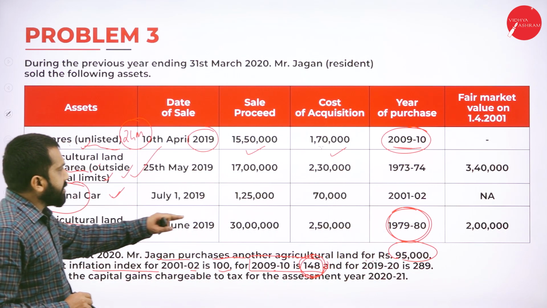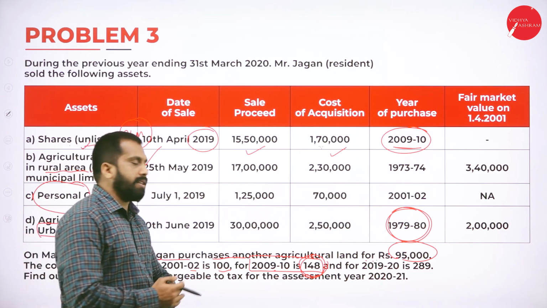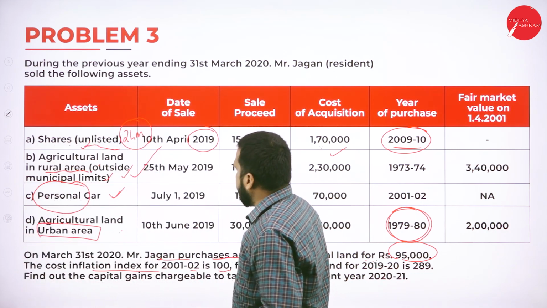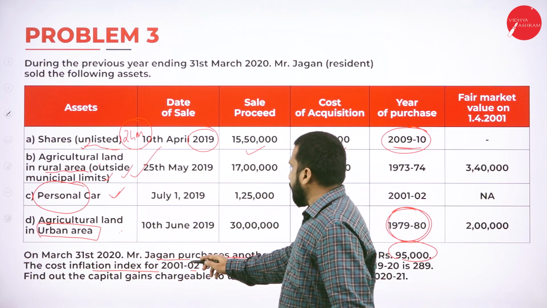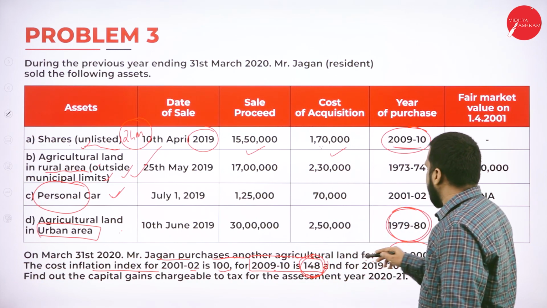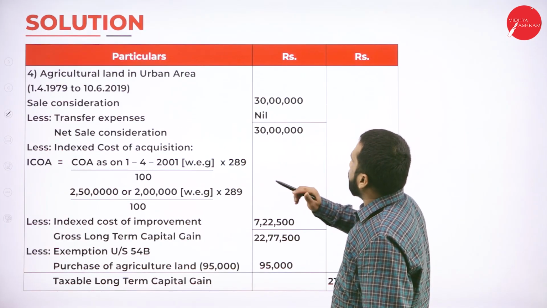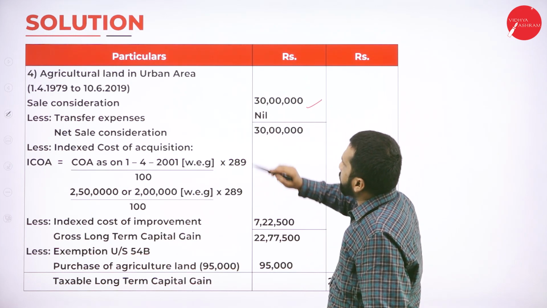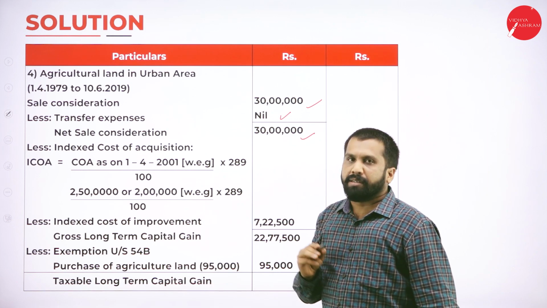Now, you know the selling price. You know the cost of acquisition. Yes, we'll go to the answer. And in the adjustment, they have given that Jagan purchased another agriculture land. We'll do what we can do. Now, agriculture land, 30 lakh, yes. Any commission? No. Net consideration will be 30 lakh.